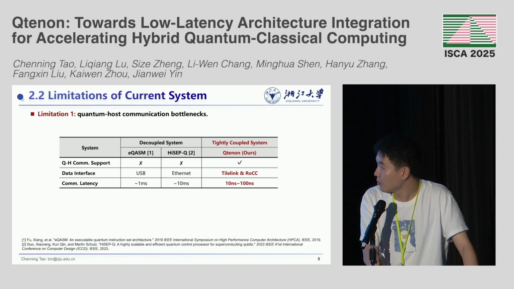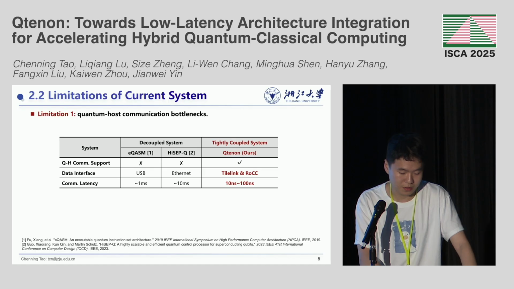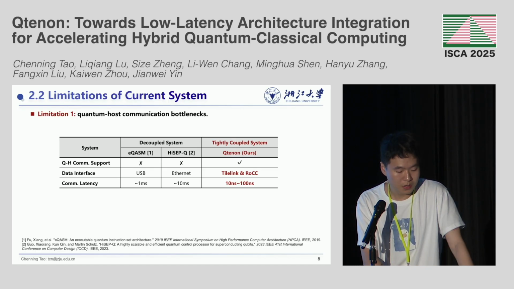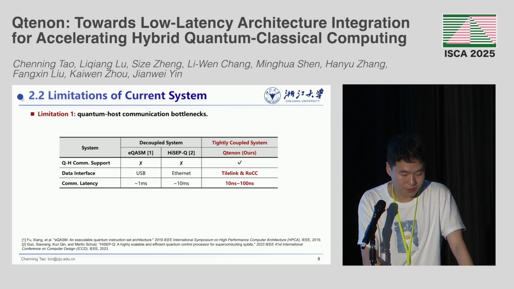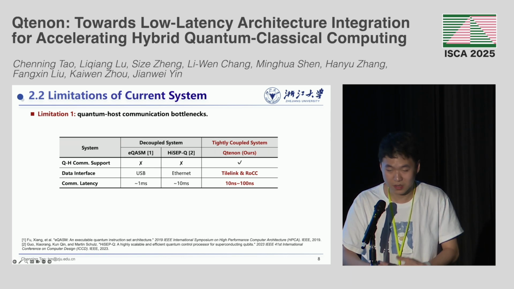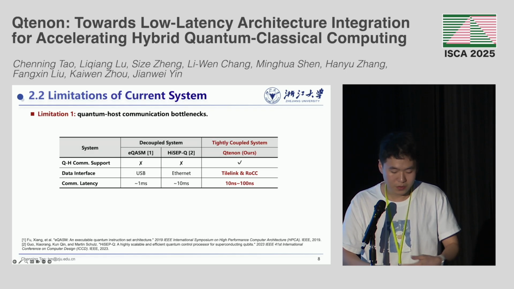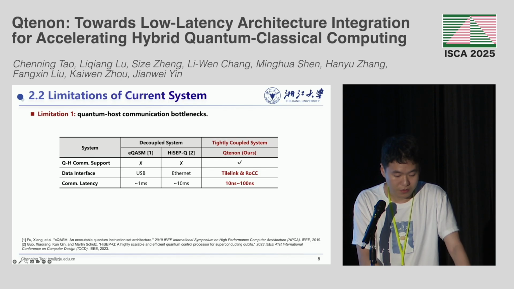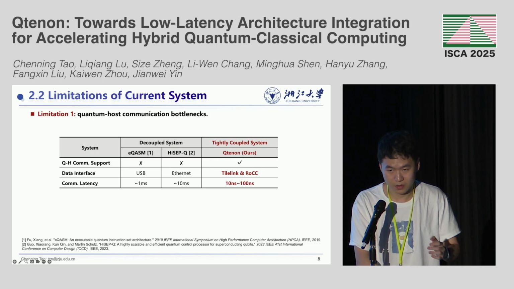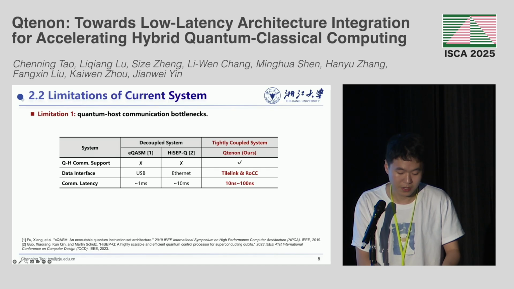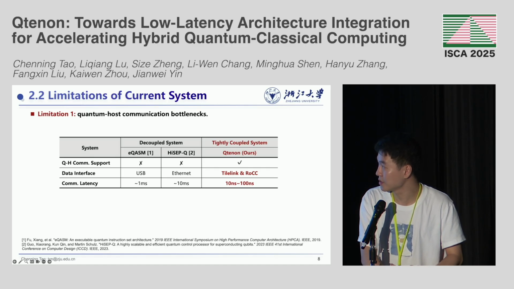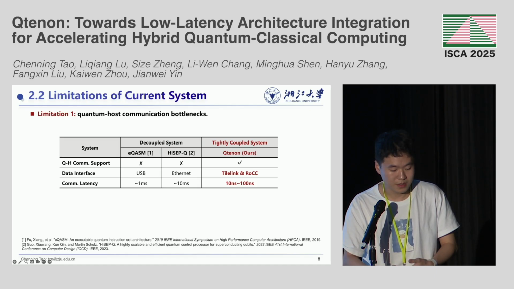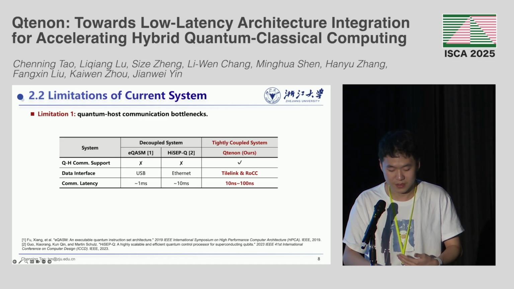To explain this, we have compared our work with the decoupled systems EQASM and ISCA'25. The first limitation is the communication bottleneck between the quantum system and the host. Both EQASM and ISCA'25 lack dedicated support for the communication between the controller and the CPU and rely on general purpose interfaces like USB and Ethernet, which will introduce latency on the order of milliseconds.